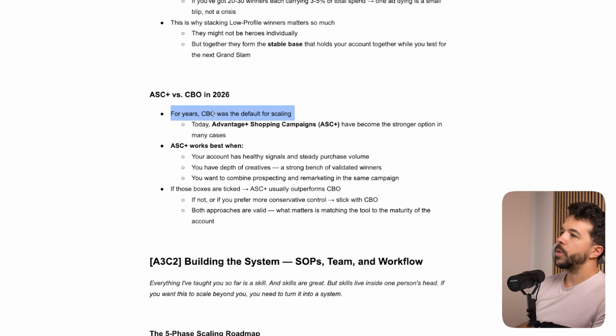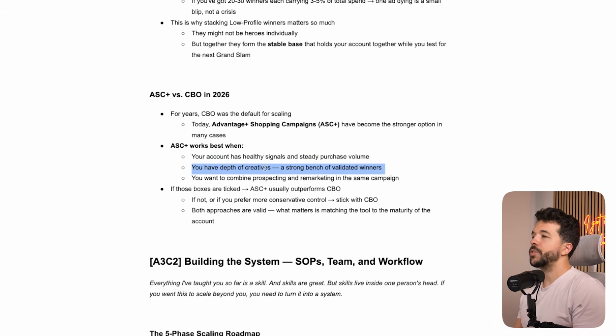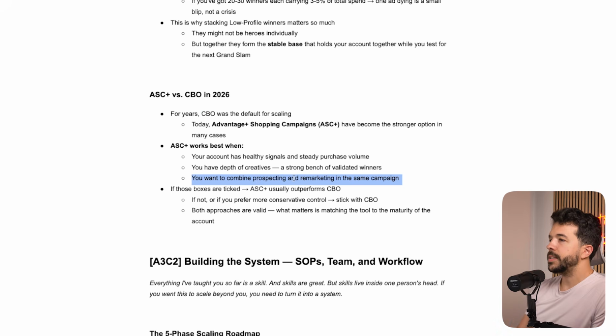For years, the CBO was the default for scaling. Today, the Advantage Plus shopping campaign has become a stronger option in most cases. ASC Plus works best when your account has healthy signals and steady purchase volume, has depth of creatives and a strong bench of validated winners, and you want to combine prospecting and remarketing in the same campaign. If those boxes are ticked, the ASC usually outperforms the CBO.